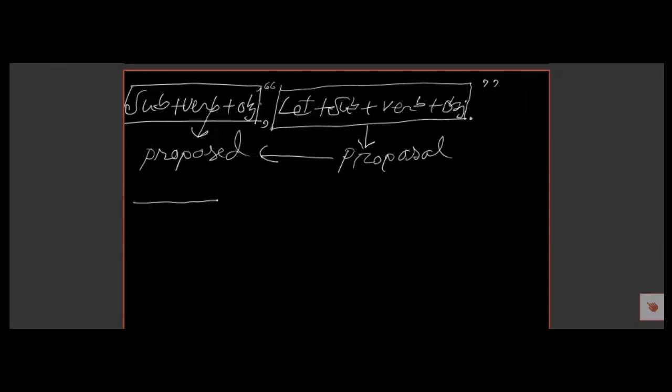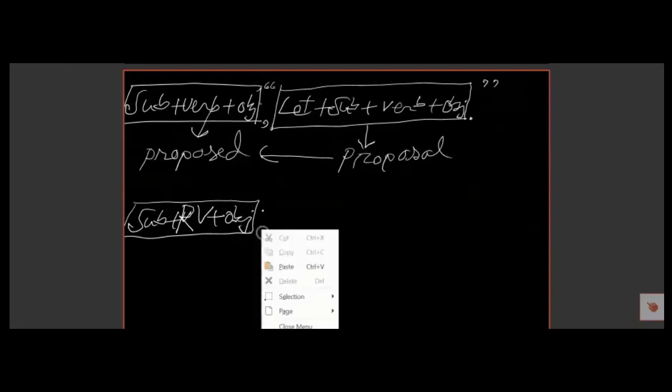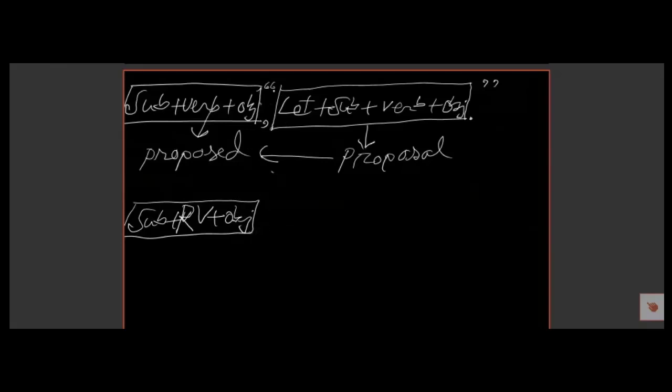So the indirect structure is subject plus reporting verb proposed, then object, and removing the inverted commas, we must put here that as a conjunction. So the correct form of indirect narration in this sentence is subject, then reporting verb, then object, and we put that here, and after that the subject will come.